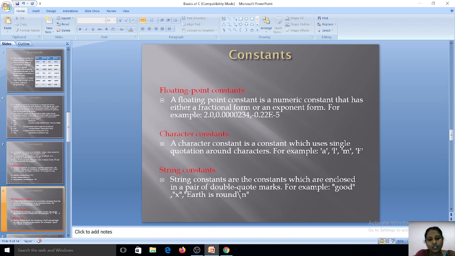And we will see about string constant. String constants are constants which are enclosed in a pair of double quotes. As opposed to single quotes, we are using double quotes in string constant. There will be only a single character in a character constant, but in a string constant we are using a sequence of characters. Okay, I hope you all understand. If you are using a sequence of characters, that is called a string constant.